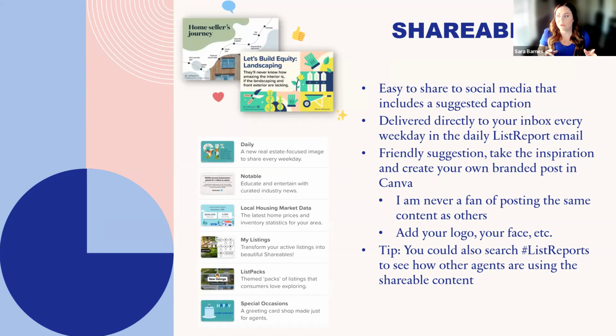So go to the shareables and list reports. You could take this home seller's journey post and make it your own. Change the colors in Canva. They have templates. If you're not familiar with Canva, you guys, I know a lot of people are, but if you aren't, there's a lot of YouTube videos on it. They have a lot of free templates ready to use. You could change the text, add your phone number, your face, your logo, and there you go. When you have a day where you're like, man, I really need to post to social media today, but I just am not feeling it, this is a great way to take care of that.